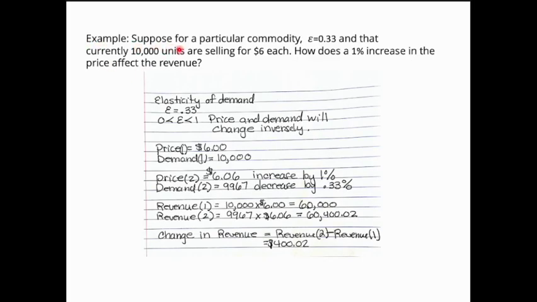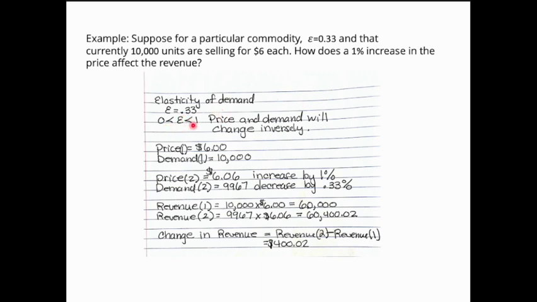So let's look at this last example. Suppose for a particular commodity, your elasticity is 0.33, and that currently we have 10,000 units, and they're selling for $6 each. How does a 1% increase in the price affect the revenue? So remember what the elasticity means. 0.33 for elasticity means if we increase the price by 1%, then the demand is going to decrease by 0.33%.